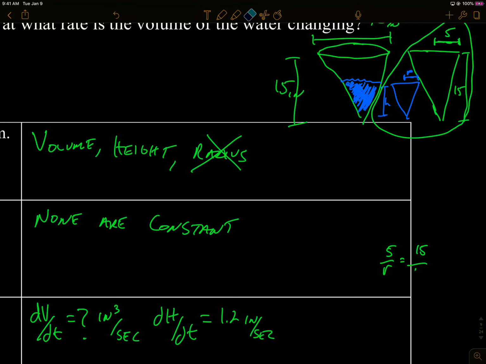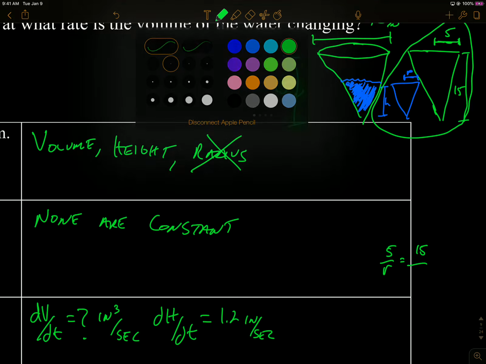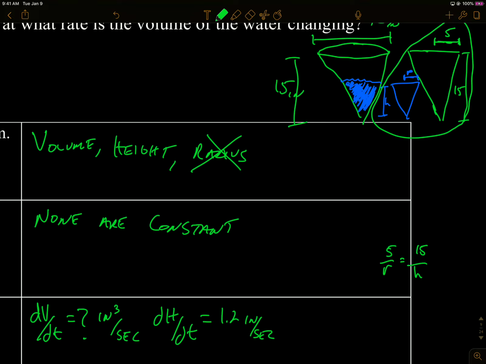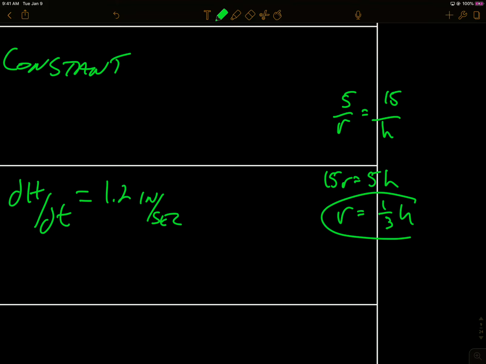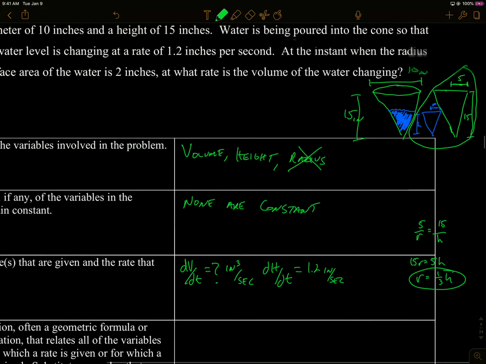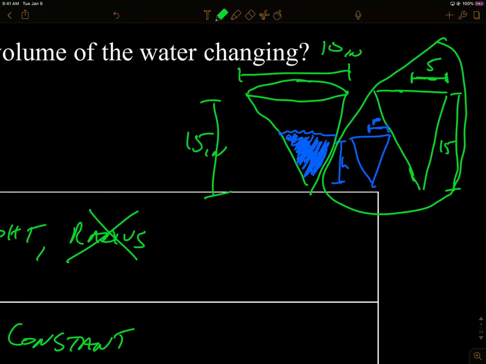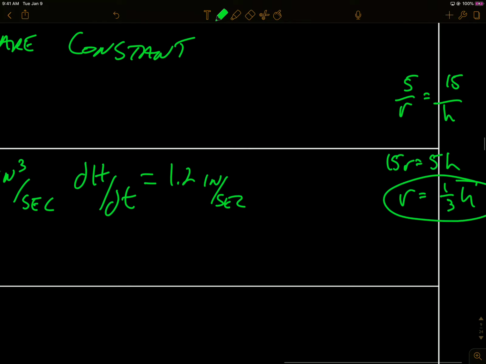And I want to solve this for r because I don't want r's left in my main equation. So to solve this for r, I'll cross multiply here. I get 15r equals 5h. I'll divide both sides by 15, and I'll get r equals 1/3 h. So I'm now going to have to make this substitution in my main equation. And I got that from these similar figures here. 5 compares with r, 15 compares with h in similar figures.